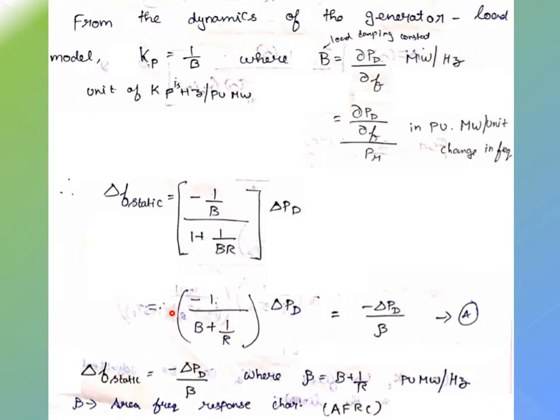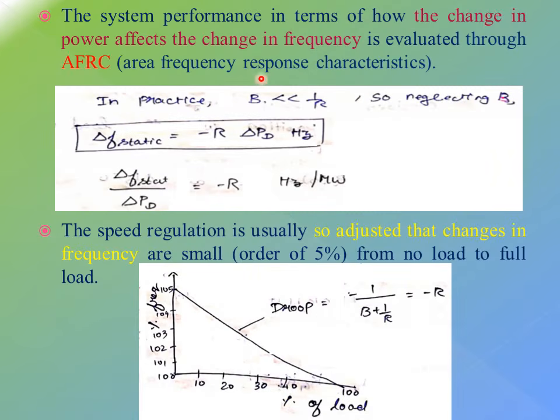Here we are reducing this equation and the final expression will be minus del Pd by beta. What is this beta? Beta is B plus 1 by R. Beta is called the area frequency response characteristics. So for a single area system, under the uncontrolled case, with uncontrolled static analysis, your equation will be del F static is equal to minus del Pd by beta. This area frequency response characteristics will depict how the power changes for the change in frequency.